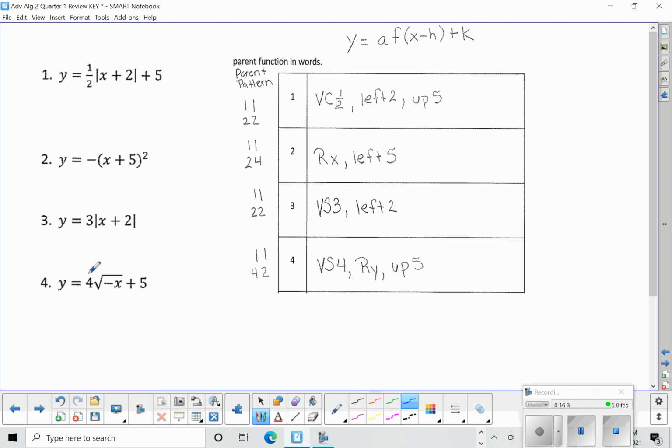Again, multiplication is stretching and compressing. On the outside, it's what I see is what I get. So 4 is a vertical stretch of 4. A negative on the inside will reflect horizontally or over the y-axis. Adding on the outside, adding is moving. Outside is what you see is what you get. I go up 5.